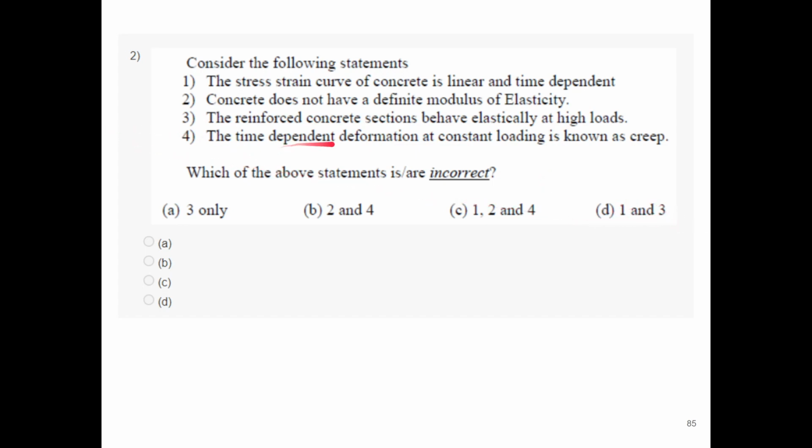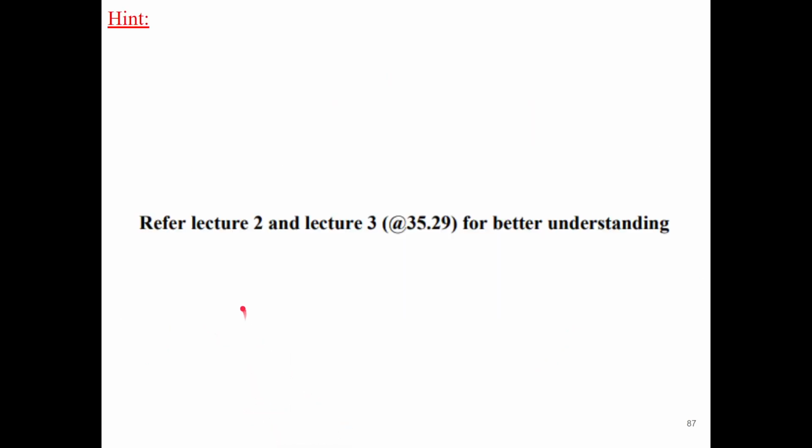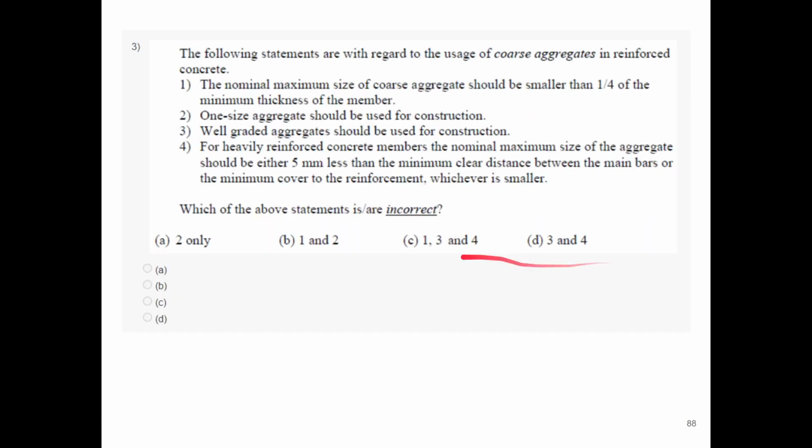Okay. And the time dependent deformation under constant loading is known as creep, okay, which is reducing in nature. So this is correct. So one and three are incorrect. So D will be the correct option. Okay. So as you can see, D is the correct option. And you can refer to these lectures, okay, for understanding it better. So let us go to the third question.